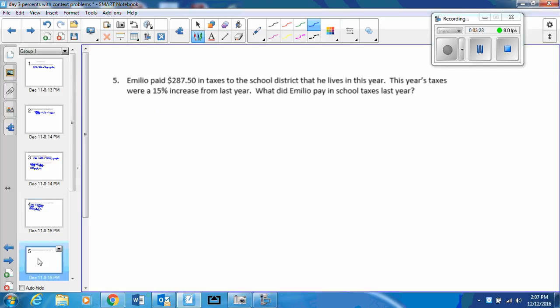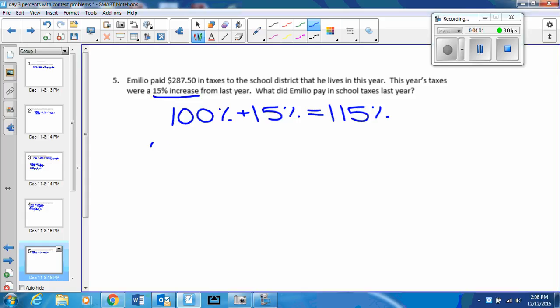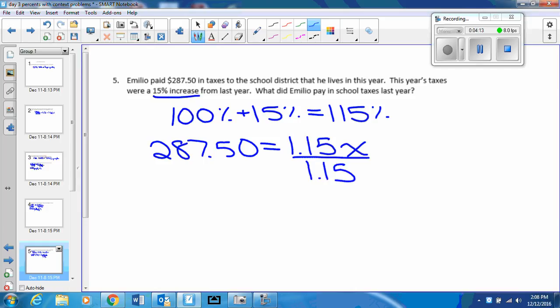Okay, question 5. Emilio paid $287.50 in taxes to the school district that he lives in this year. This year's taxes were a 15% increase from last year. What did Emilio pay in school taxes last year? So because it's a 15% increase, I have to add 100% with 15% to figure out that this year's taxes will be 115% of last year's taxes. This year they tell us he's paying $287.50. That's equal to 1.15 times the taxes from last year. Solve it with inverses, so divide by 1.15. I get last year's taxes is equal to, using my calculator to divide it out, $250.